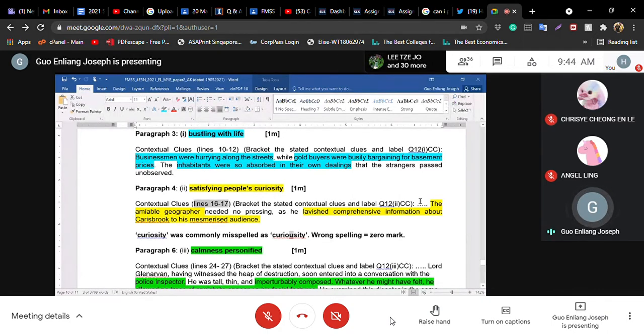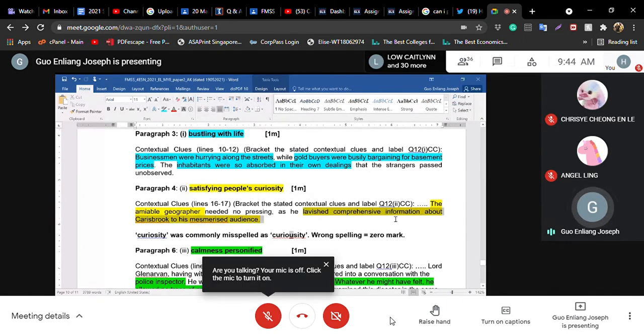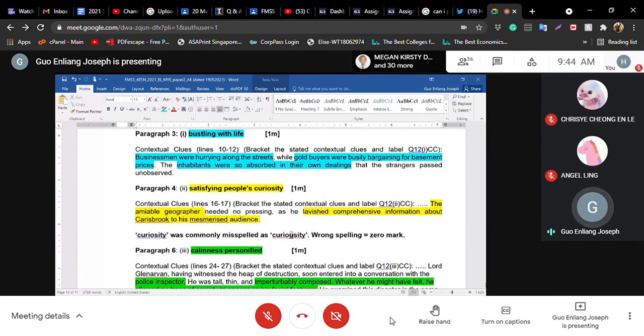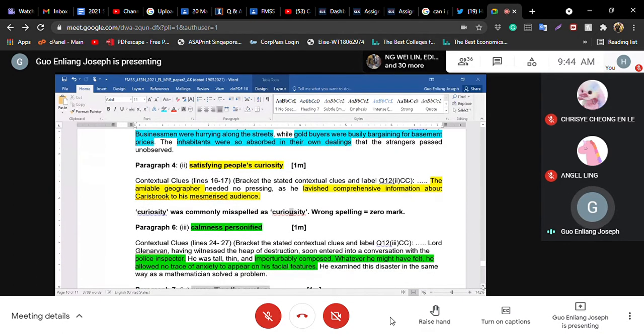Question 17 in your insert, can you highlight the ones in yellow? The amiable geographer lavished comprehensive information about Carisbrook to his mesmerized audience. So obviously the geographer gave a lot of information to satisfy the audience's curiosity, because the audience is mesmerized. That is why the people's curiosity should more or less be satisfied. All right, let's go to green.